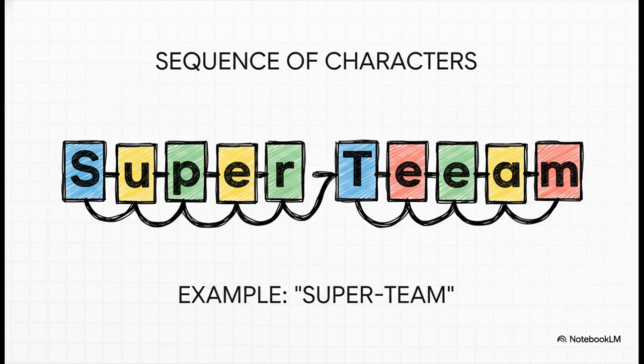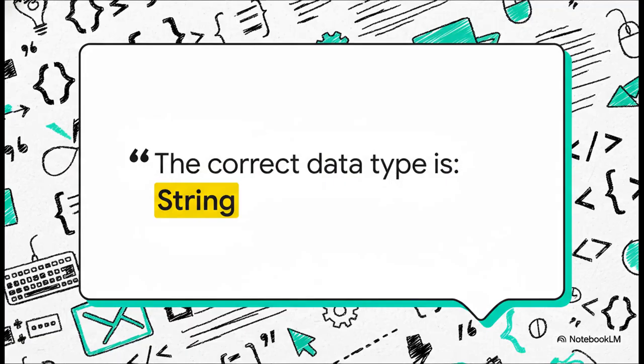Okay, first up, team name. The example is super-team. So what are we looking at here? Well, it's text, right? A bunch of letters and a hyphen. That means we need a data type that's built to handle a string of characters. And yep, if we check the official mark scheme, the answer is string. Simple as that. A string is your go-to for any kind of text.